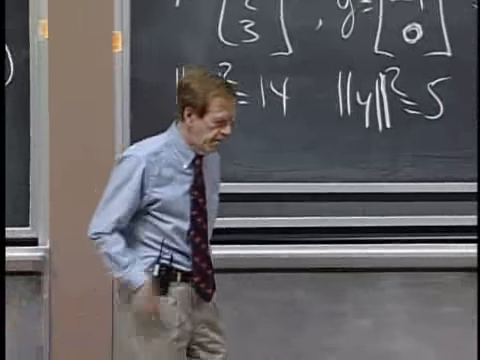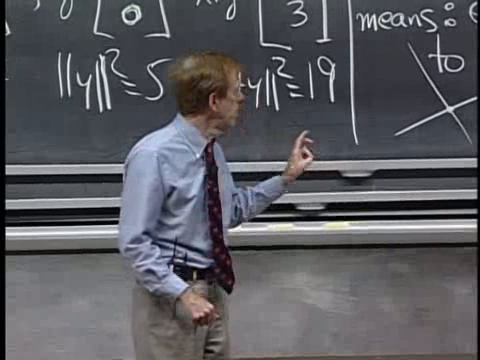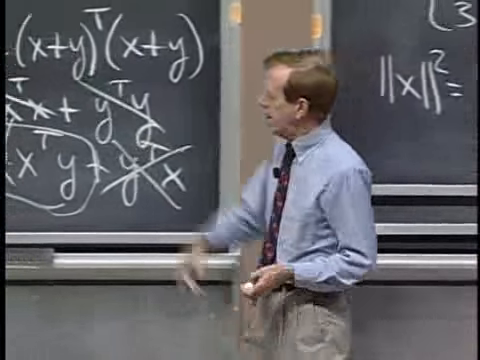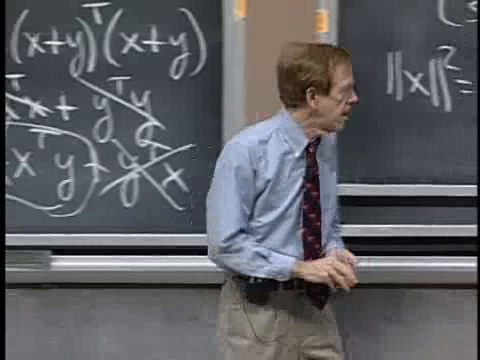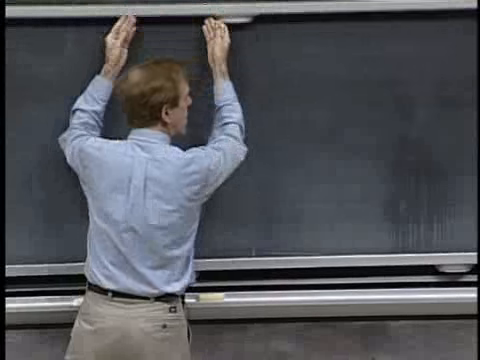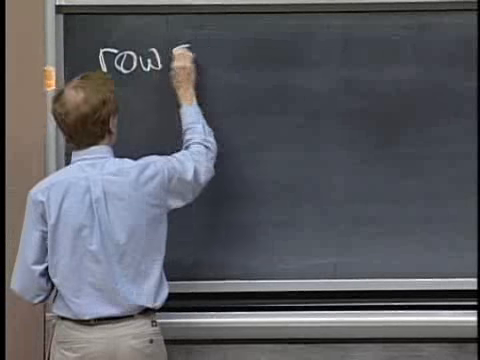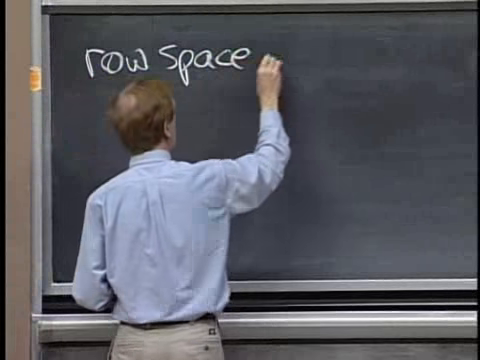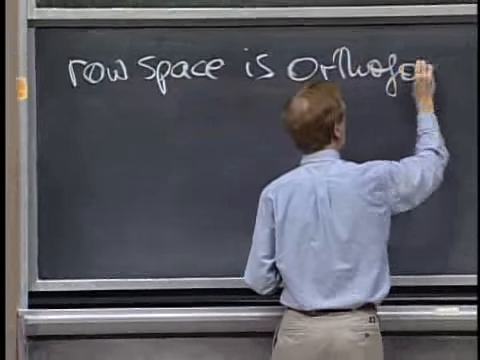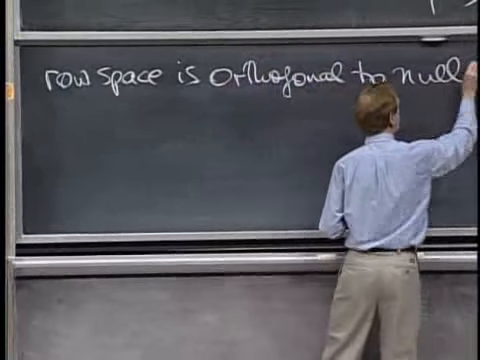Okay. So we now know what it means for two subspaces to be orthogonal, and now I want to say that this is true for the row space and the null space. That's the neat fact. So the row space is orthogonal to the null space. Now, how did I come up with that?